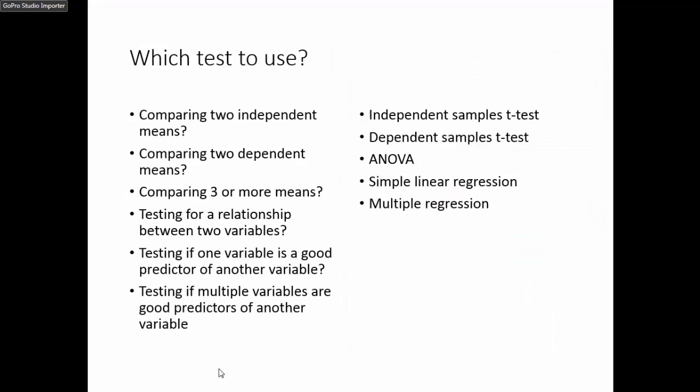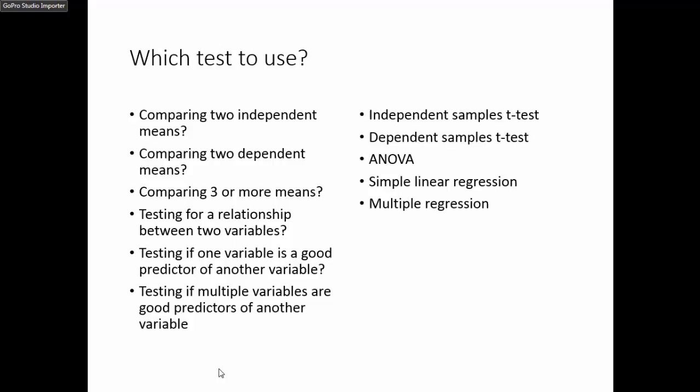All right, so what we've learned for these past few weeks is based on a study's question and the data available, they can run a variety of different tests. So if they're comparing two independent means, they're going to do the independent samples t-test. If they're comparing two dependent means or paired means, that would be the dependent samples t-test. If they're comparing three or more means, that's going to be the ANOVA, or analysis of variance.